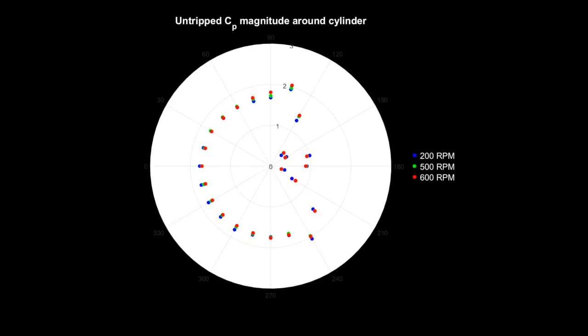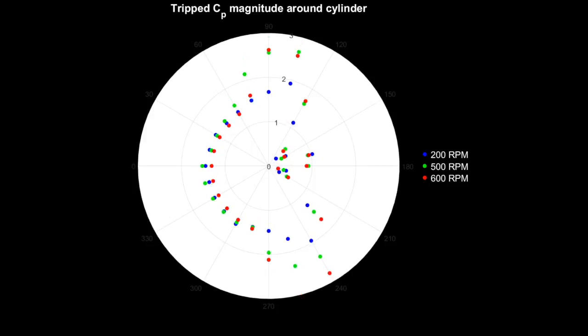For the untripped data, the CP on the top and bottom of the cylinder was a lot higher than the CP on the trailing edge. This is due to the flow being in a state of semi-separation, as the flow is in the process of becoming separated from the top of the cylinder. For the trip data, the CP on the top and bottom of the cylinder was much higher than the CP in the untripped data. This is due to the trip strip making the flow completely separate before it reaches the trailing edge.